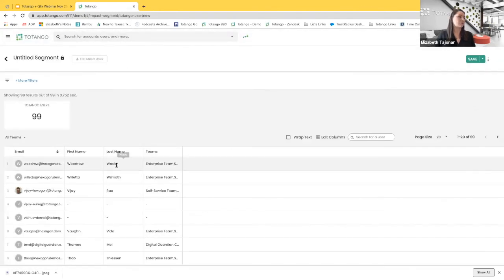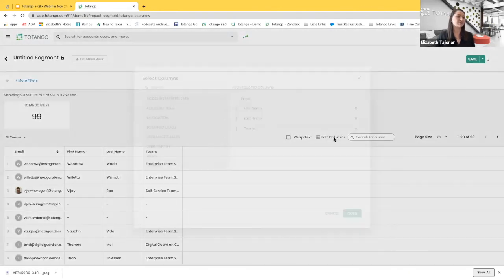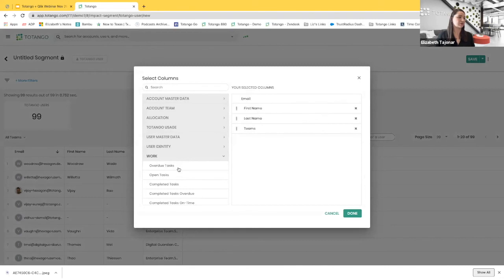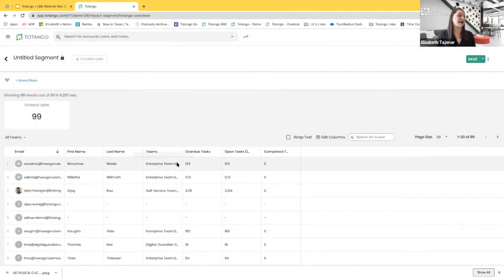And what we did was we began to build out. There are tons of columns here, so we began to look at the work. Those open and overdue tasks, this is where I tracked them. So I began to add overdue tasks, open tasks, things that had been completed, for example, and then this is how I would get that information by user. So I hope that's helpful and insightful if you are looking to track how your adoption is going within the tool.